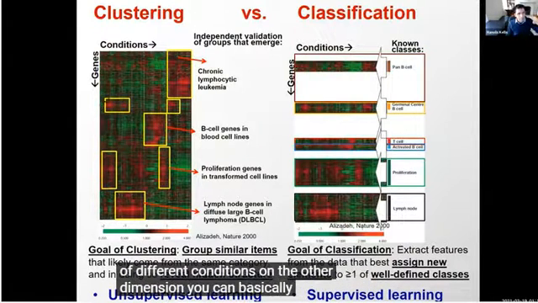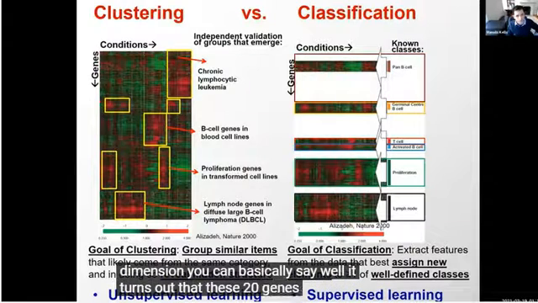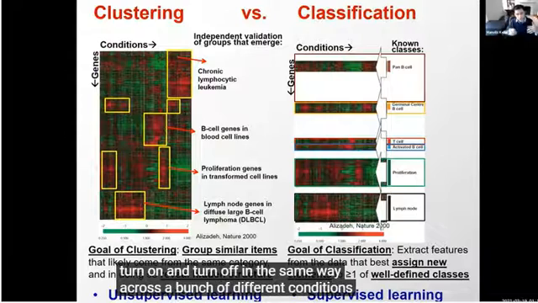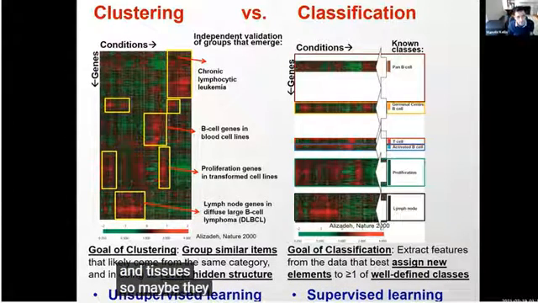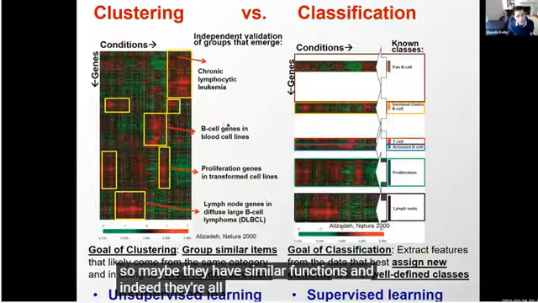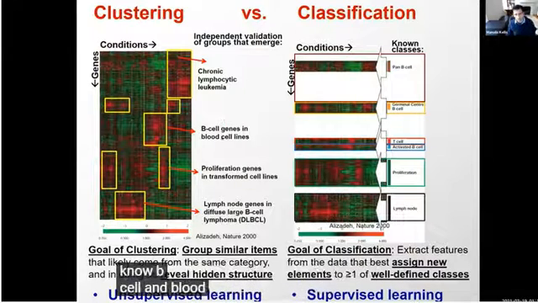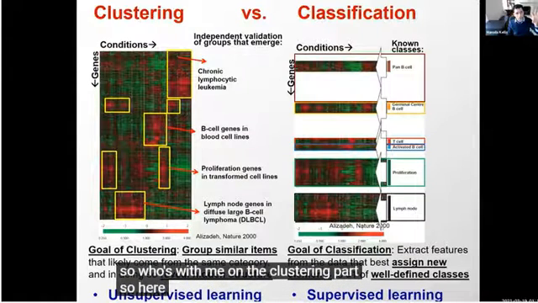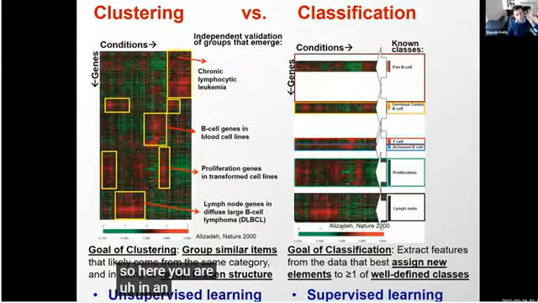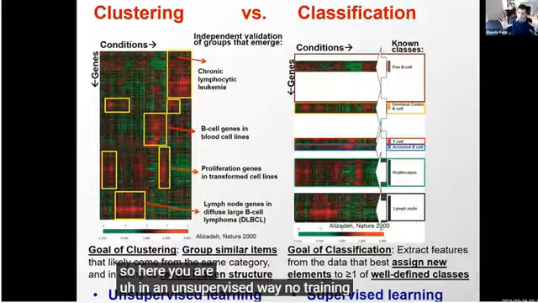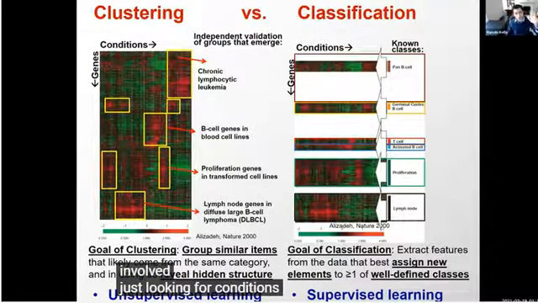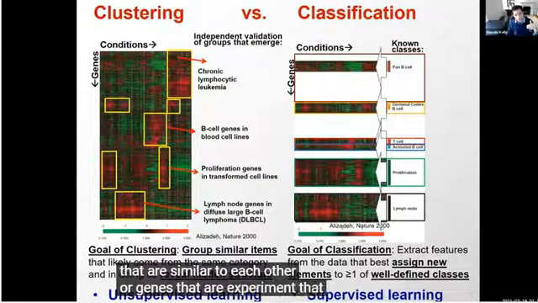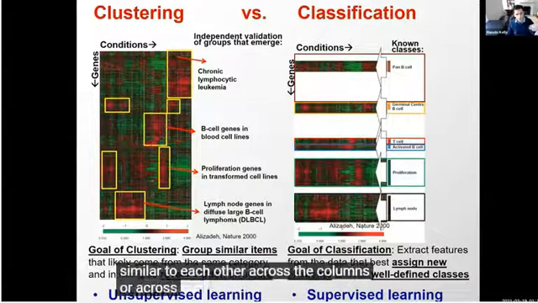On the other dimension, you can basically say, well, it turns out that these 20 genes turn on and turn off in the same way across a bunch of different conditions and tissues. So maybe they have similar functions. And indeed, they're all involved in, I don't know, B cell and blood lineage and so on and so forth. Okay. So who's with me on the clustering part? So here you are in an unsupervised way, no training involved, just looking for conditions, experiments that are similar to each other, or genes that are similar to each other across the columns or across the rows.